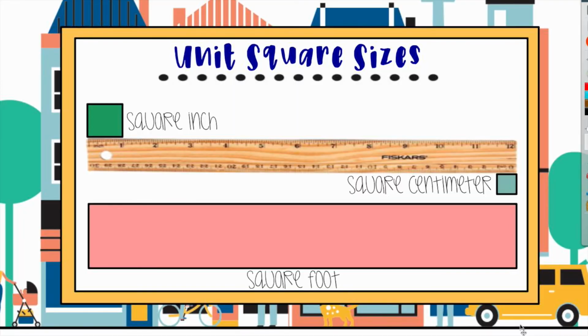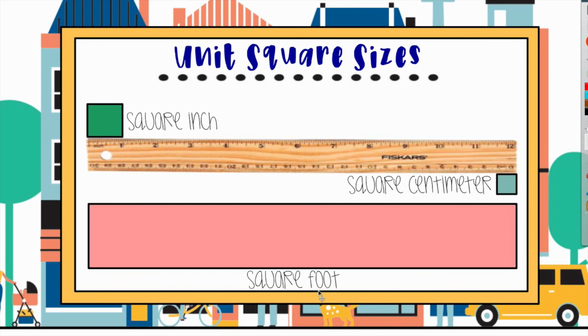Let's get started. Alright guys, before we begin today's lesson, I just wanted to go over some unit square sizes. So whenever we're talking about unit squares, we're talking about different units of measurement. So you can be dealing with unit squares that are in inches, in centimeters, feet, even meters or yards. In today's lesson, we're going to pretty much focus on these three.